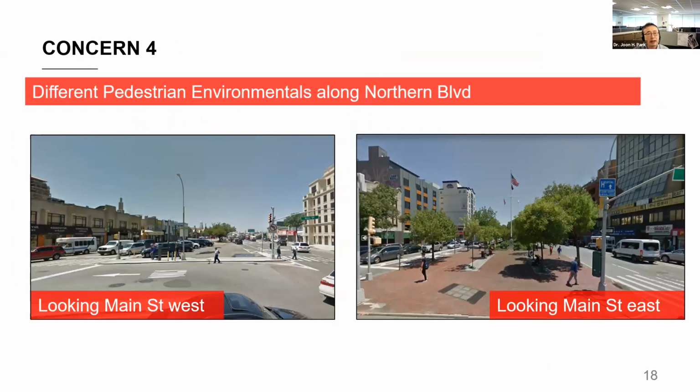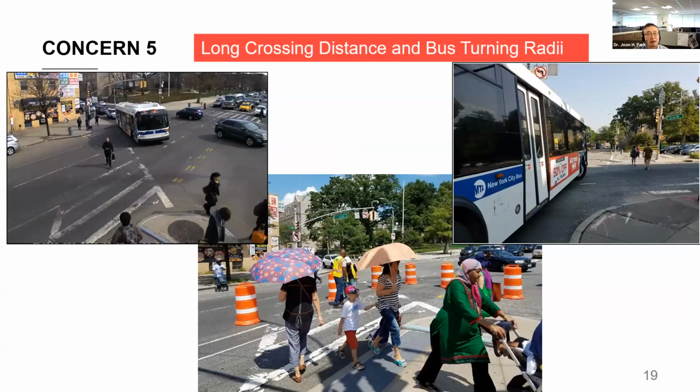Another issue is that there are two different pedestrian environments. When you look east, it's quite good, like a big wide space for pedestrians. But when you look at the other side, this is almost like a parking space, very narrow. The location is very wide, with a long crossing distance. So how can we combine to improve it for all street users, especially pedestrians and cyclists? As you see, there is a long crossing distance, a lot of women and children using this crosswalk, very limited storage space.